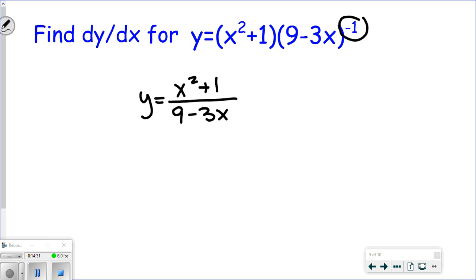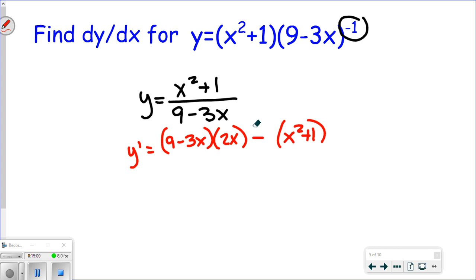So I want you to pause the video and try the quotient rule on this one. I'm going to keep talking, and then if you have trouble with the problem, you can watch the video. If you don't have trouble with the video, you can fast forward and just check the answer. So let's go through this. The derivative would equal low, d high, derivative of the top is 2x, minus high, the derivative of the bottom is negative 3. I'll move that in front in a minute. And then draw a line and square what's below.